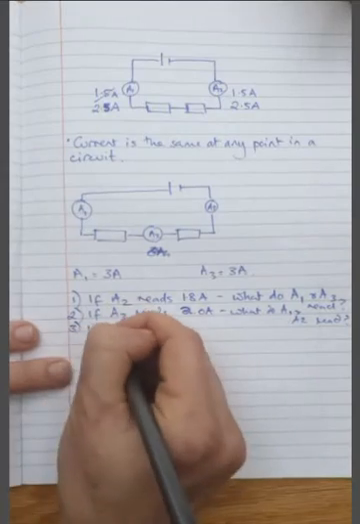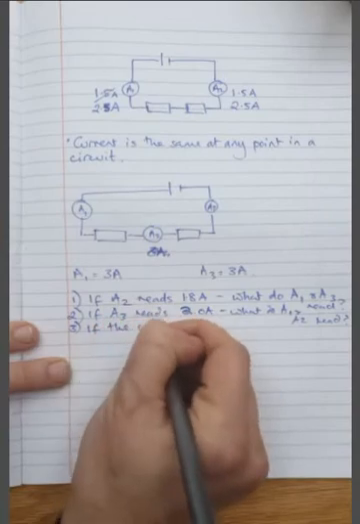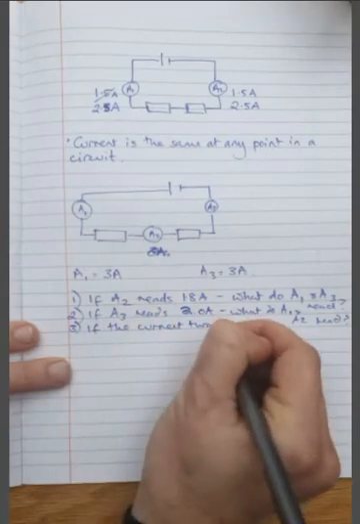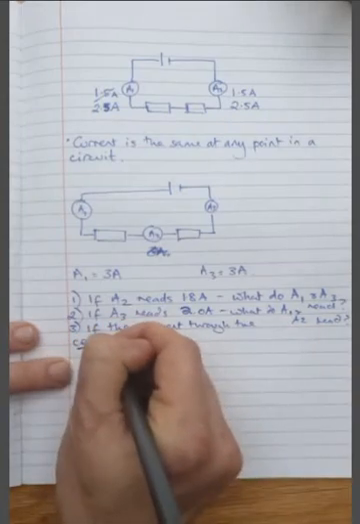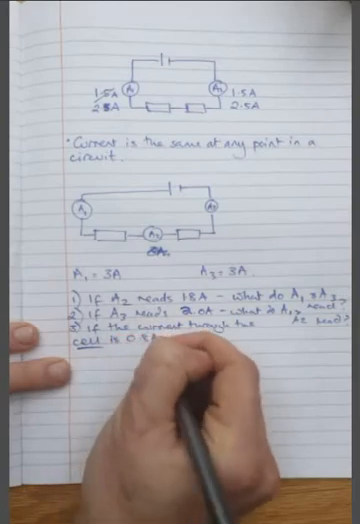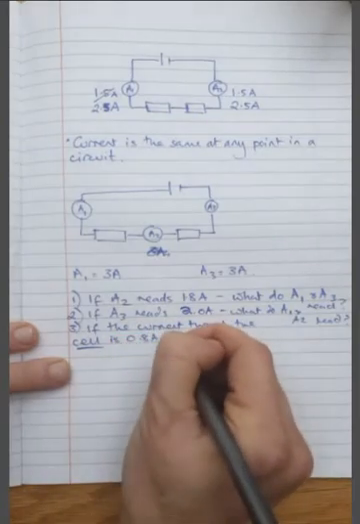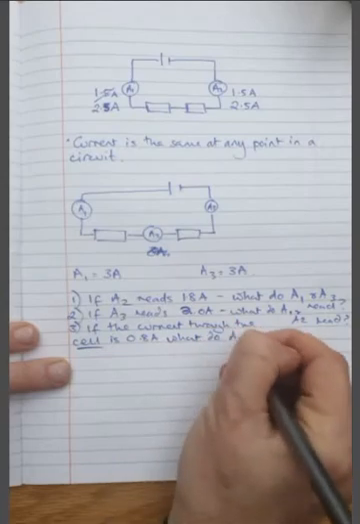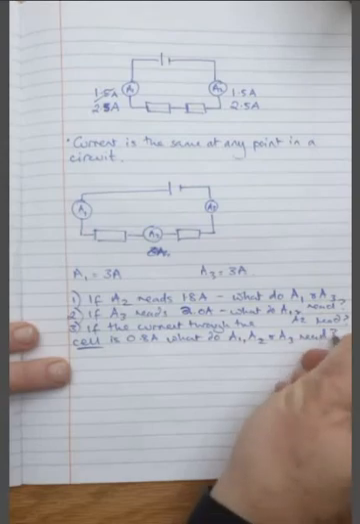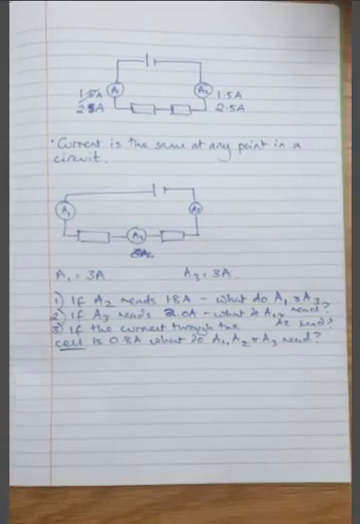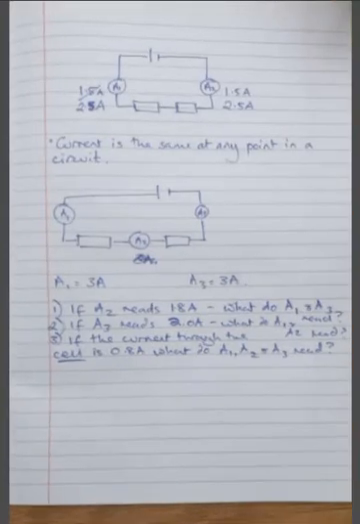And finally, if the current through the cell is 0.8 amps, what do A1, A2 and A3 read? Okay, so those are the three questions I'd like you to answer in your book after drawing that diagram. Pause the video here and give yourself a chance to have a go at that.